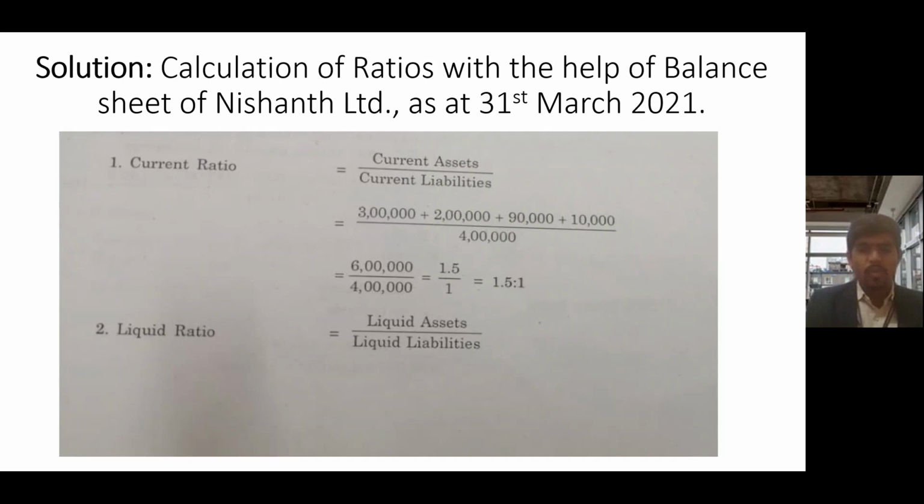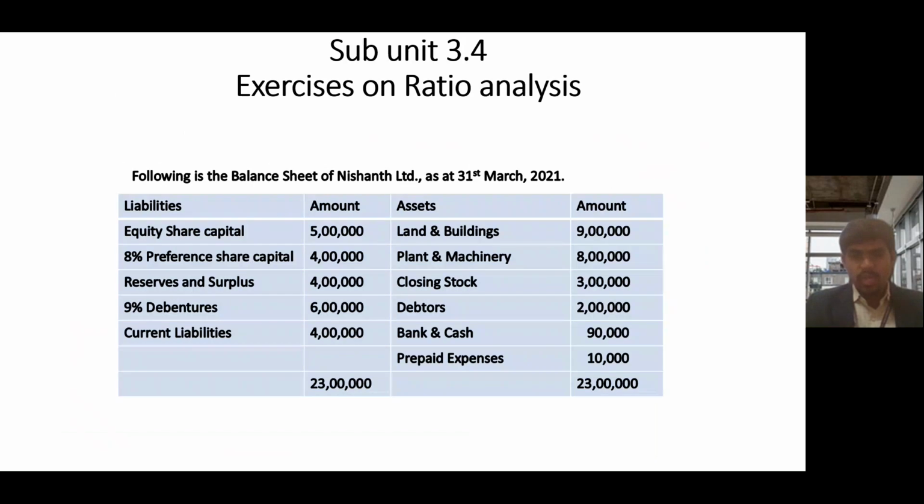For the current ratio, the formula is as we discussed in the understanding of classification of ratios; I have given the formula below it. The current ratio is equal to current assets divided by current liabilities. So what current assets are there? Let us look into it.